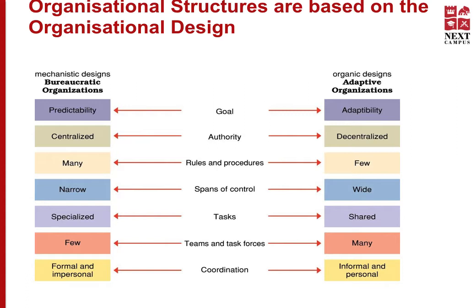On the contrary, adaptive organizations have more adaptable goals which change according to situational changes. The authority is decentralized, there are very few rules and procedures, and supervisors have wider spans of control. Tasks are shared, and there are many teams and task forces across the organization. Coordination is very informal and personal.